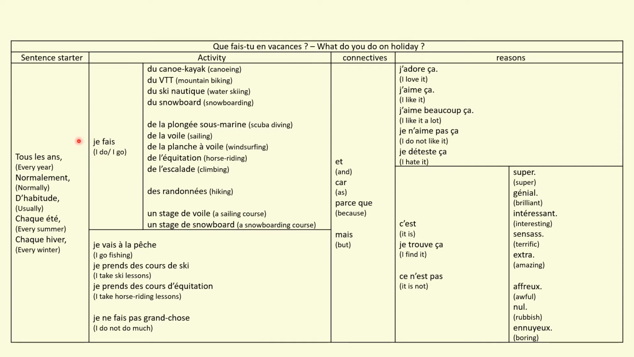Excellent. Now you would have noticed that they all start with je fais, which literally means I do, but sometimes in English you use I go. So, I go mountain biking or I go hiking or phrases like that. The last two, it's about doing a course. So it can be a course of anything. Have a think. How would you say a course of windsurfing?